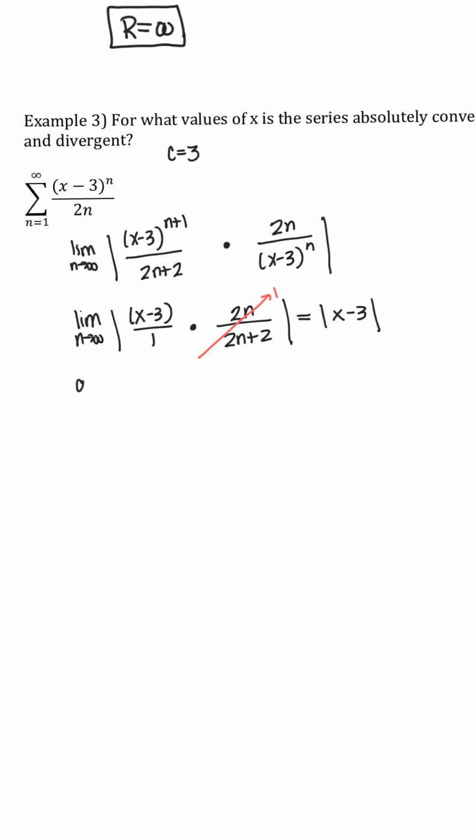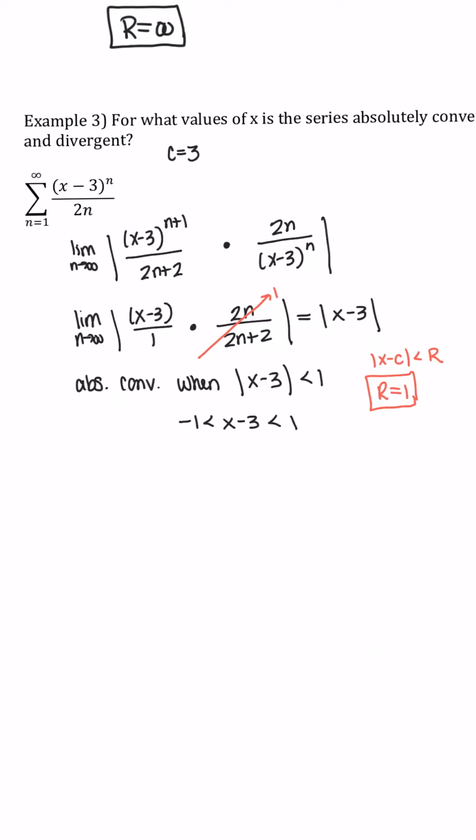And I know that the series is going to absolutely converge when the absolute value of x minus 3 is less than 1. And notice this notation here. I have x minus my center is less than my radius of convergence. So I know my radius of convergence for this series is going to be equal to 1. Now let's clean up this inequality to get my interval of convergence. I have negative 1 is less than x minus 3 is less than 1. And when I add 3 across my inequality, I have 2 is less than x is less than 4.